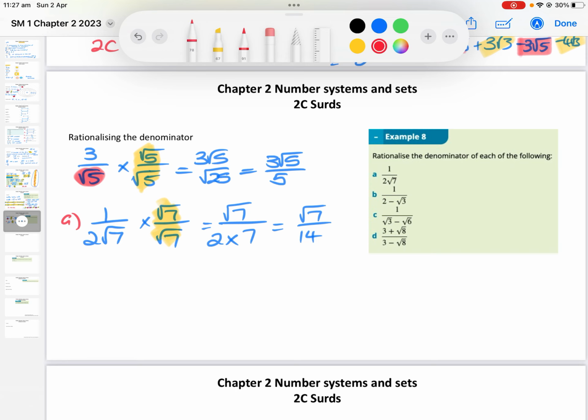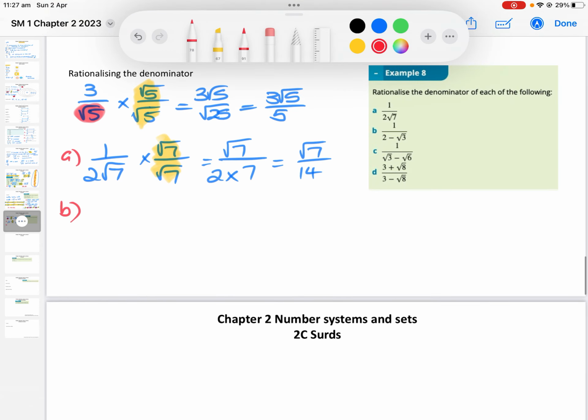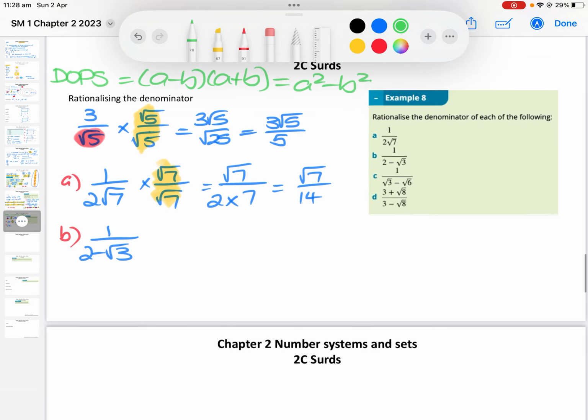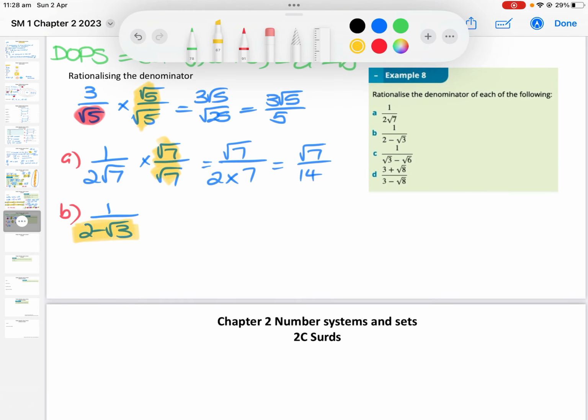All right, so that's a little bit harder when we do one like B. That's a bit of a year 10 thing, the first one, but this is a bit more year 11. 1 on 2 minus root 3. Now we go back to old mate DOPS that has reared its head a lot this year. Difference of perfect squares. If we have A minus B, A plus B, we get A squared minus B squared. So the middle term kind of disappears. So that's what we want to do when we look at this one here.